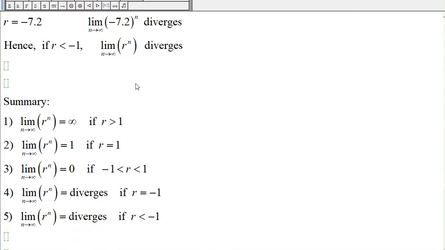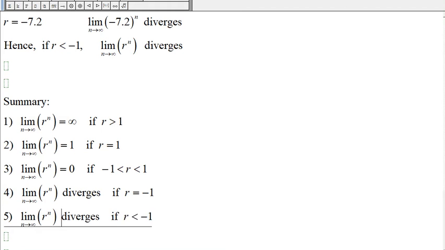And so here's the summary. For the geometric sequence, the limit of r to the n is equal to infinity if r is greater than 1, is equal to 1 if r is 1, is equal to 0 if r is between -1 and 1. And then if r is equal to -1, the limit of the sequence diverges. And then if it's less than -1, then the limit of the sequence also diverges.